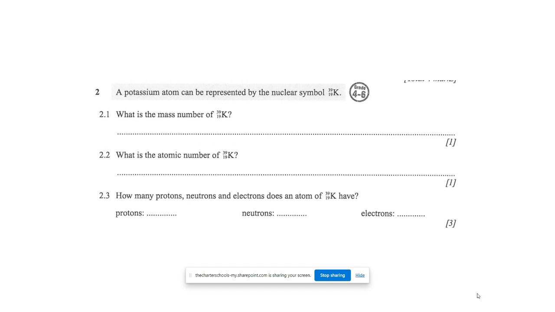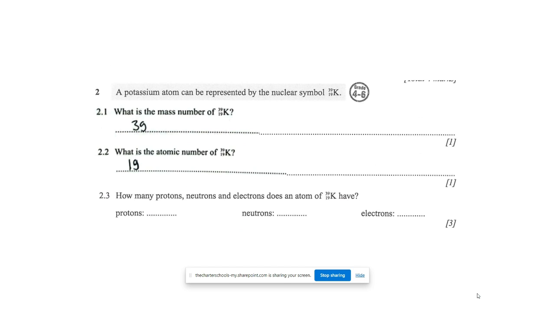A potassium atom can be represented by the nuclear symbol K 39 19. The mass number is always the big number. It's the number of protons and the number of neutrons together. So in that case, it's 39. And the atomic number, which represents the number of protons, is 19, the small number, always.